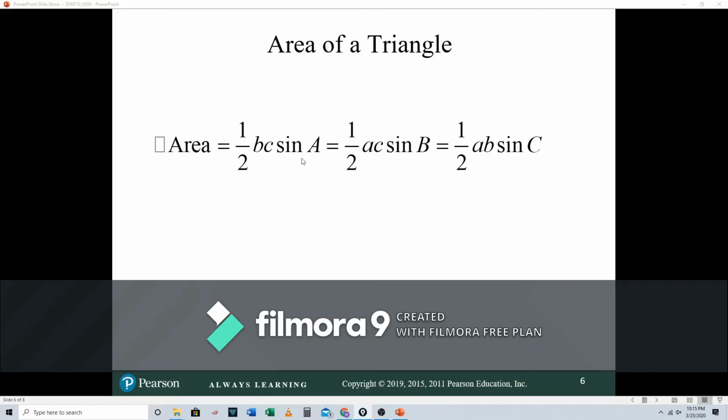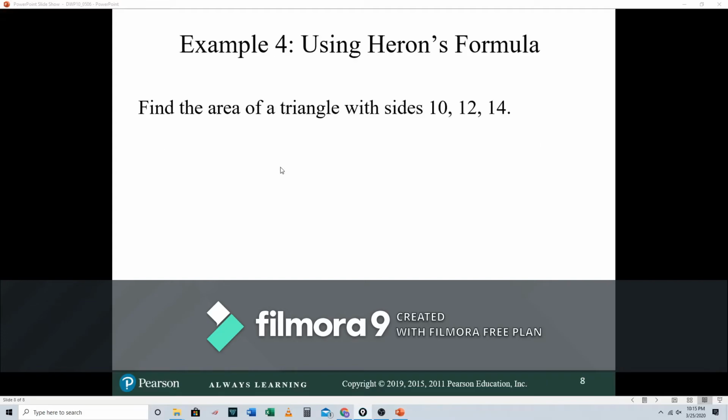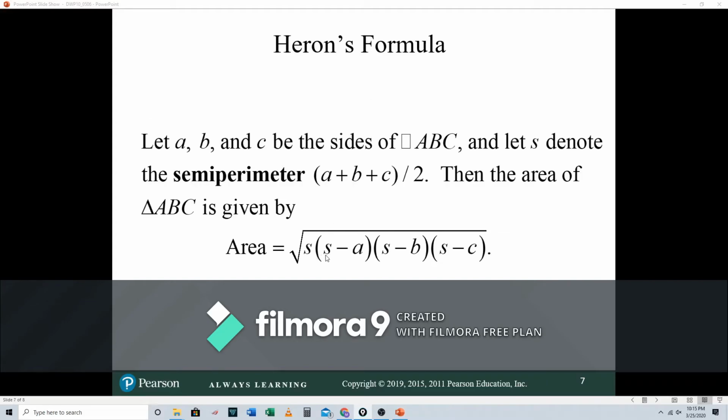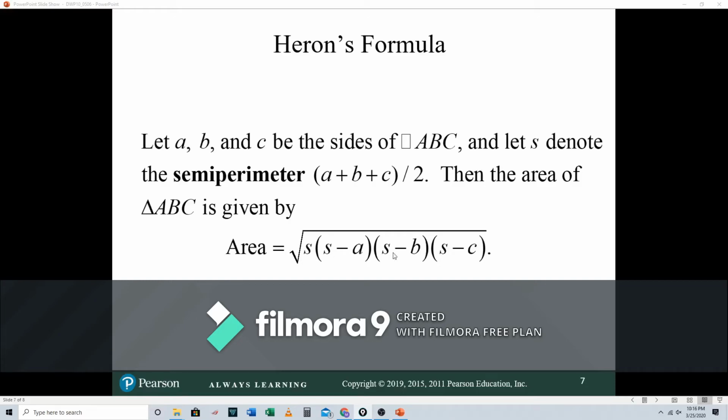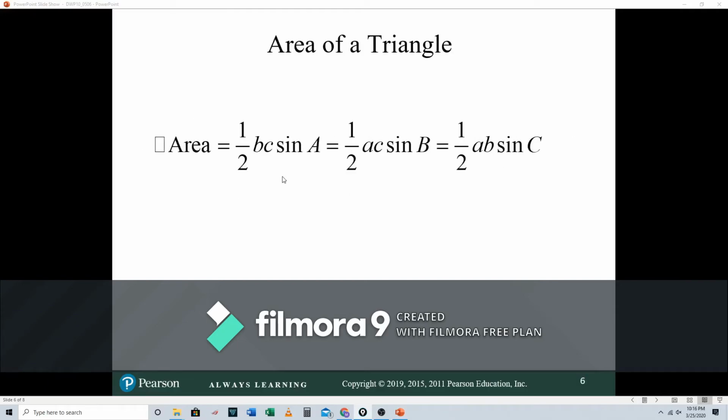But this is a way we can find area if we're given side angle side. And this is a way we can find area if we're given all three sides. So basically, this is area for side angle side, and this is area for all three sides, side, side, side. Okay? So are they going to give us an answer? They don't really give us a question like this, but they do in our book. So let me find 6.6 in our book.